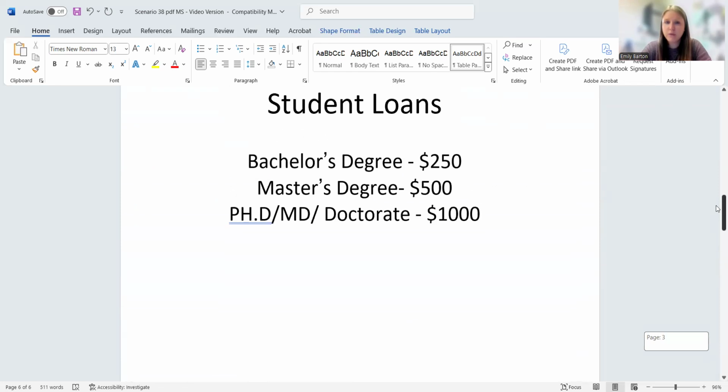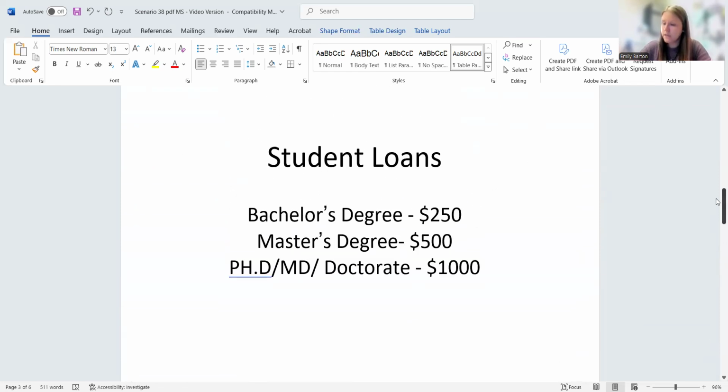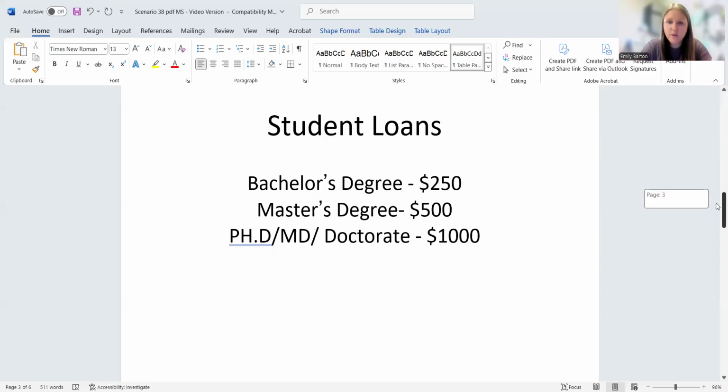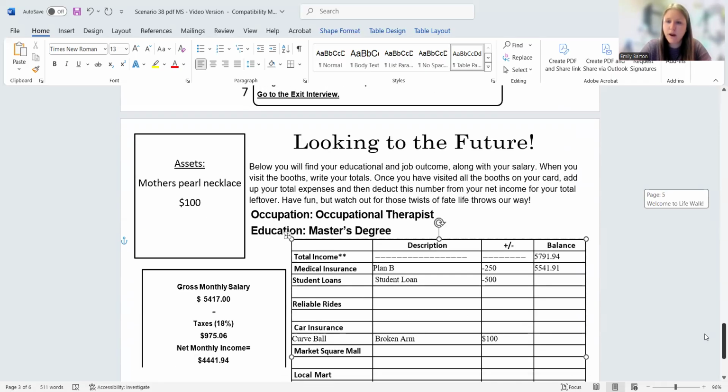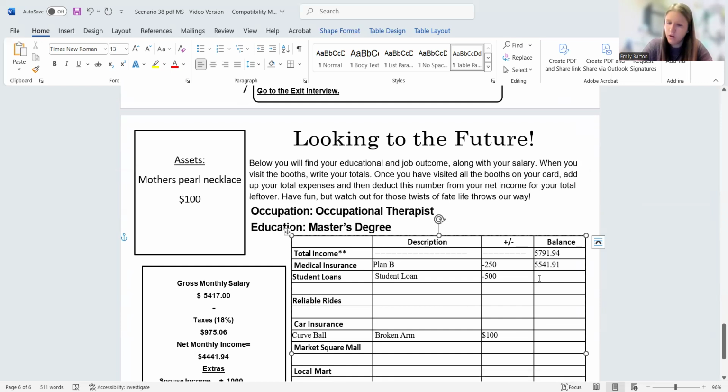So I'm going to head right on back up so you guys can see them. Take a minute to work through your math and get to your final balance. Okay, now that you have gotten to that final balance, I'm going to write mine in as well. I found an error, so I'm going to fix that real quick.